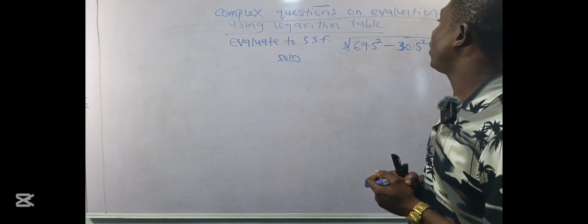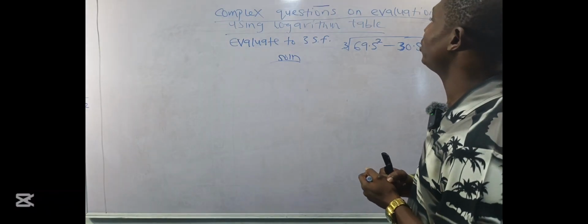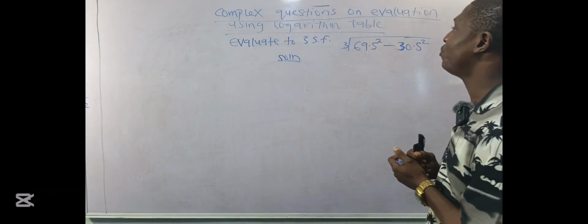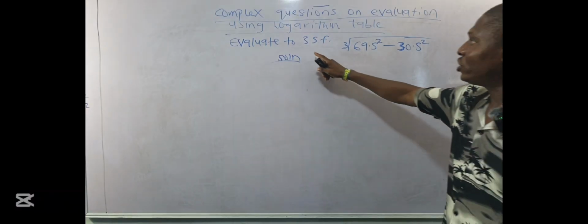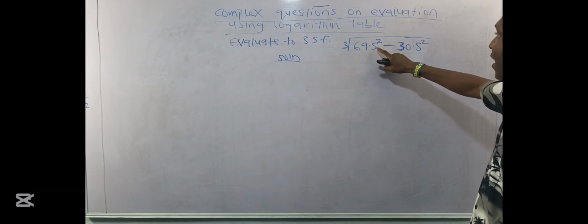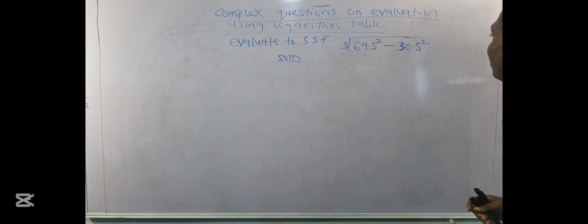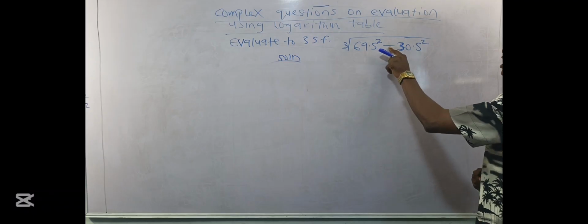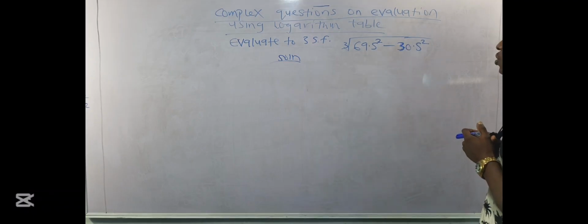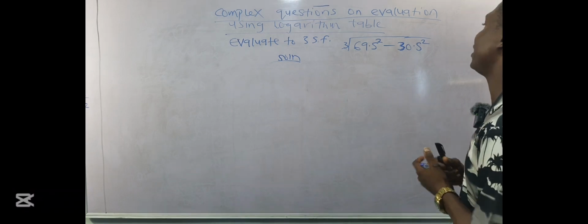So, welcome everyone. We'll be focusing on complex questions on evaluation using logarithm table. The sum should be evaluated to three significant figures: the cube root of 69.5 square minus 30.5 square. But if you notice, this is not talking about division, neither is it talking about multiplication. So how do we express this? You can pause the video and give it a try.